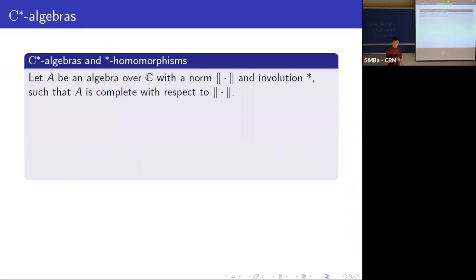In order to do that, let's take an algebra over C with some norm and some involution star, such that the algebra is complete with respect to the norm. So Cauchy sequences exist with respect to this norm, and they have a unique limit.